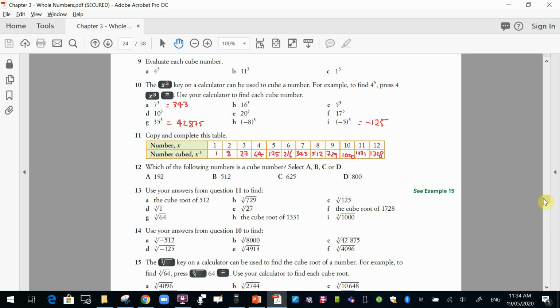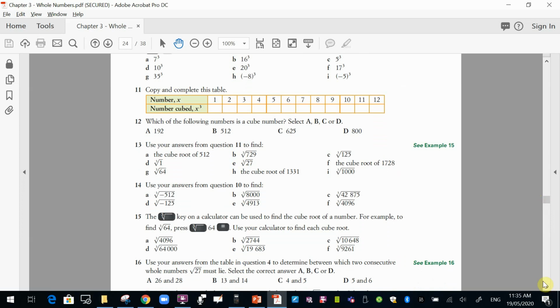Question 13, use the answers from question 11 to find the cube root of 512. There it is. Answer is 8. I'll do one more. Cube root of 1331. Well, that's 11 times 11 times 11. That's the answer there.